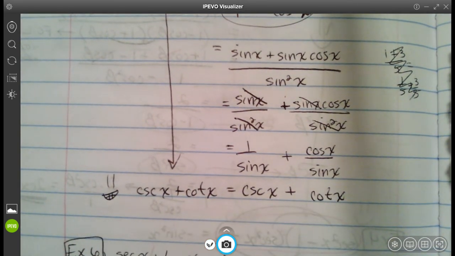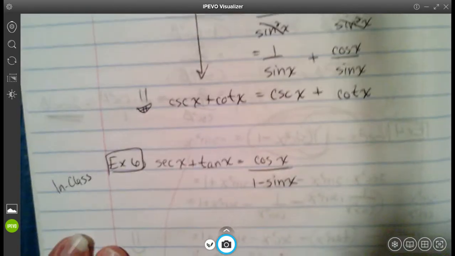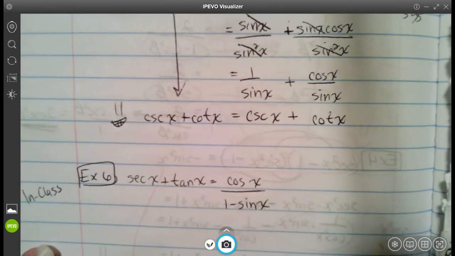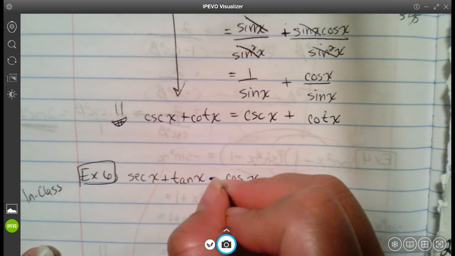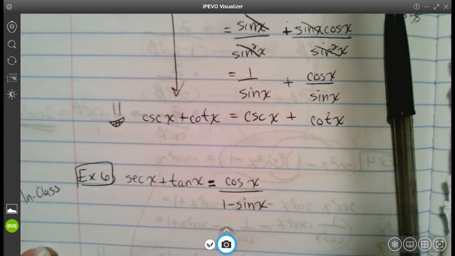The last one I'm just going to have you copy. We'll do this one in class, or maybe you try it. Try and see if you can solve this one. It's similar to this one. It's good practice, but we will go over it in class. If you have any questions, let me know.